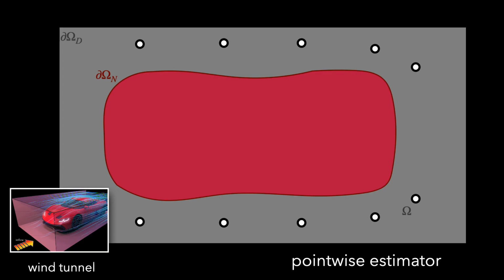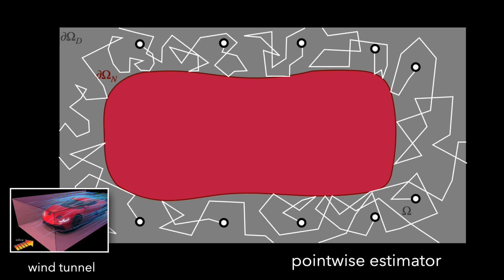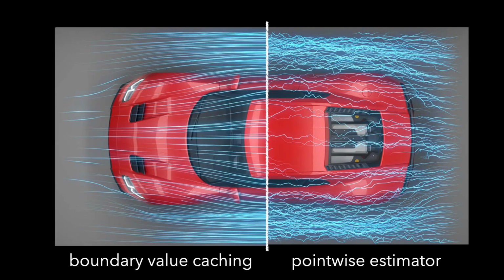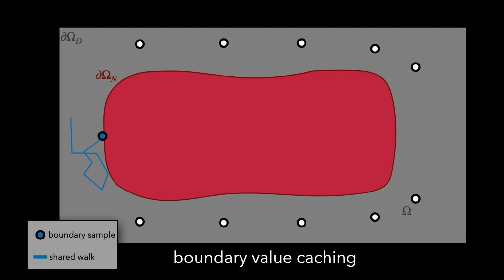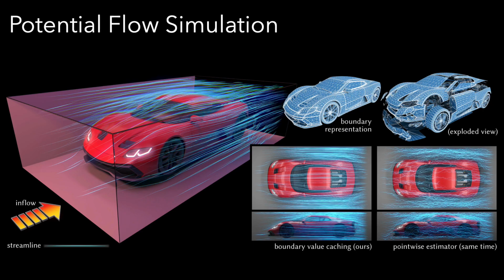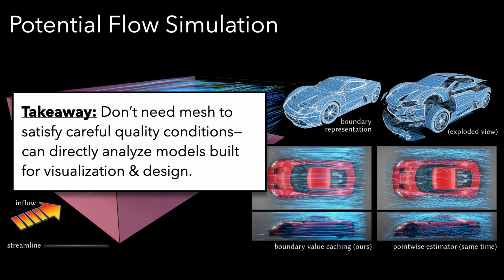But like any other brute force Monte Carlo solver, there's still a lot of redundancy across walks. So to improve efficiency and reduce noise, our boundary value caching scheme instead takes walks only from the boundary and reuses estimates from these walks over the entire domain. This results, for instance, in much smoother streamlines in this example of a potential flow simulation in a wind tunnel. And what's also really nice is that we don't need a carefully prepared sim-ready mesh. We just run the analysis directly on a model built for visualization and design.